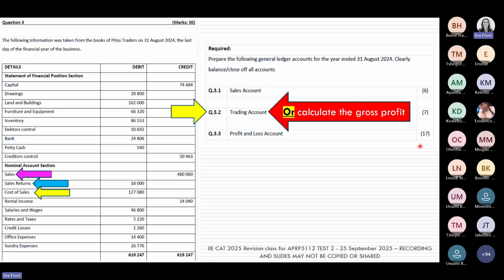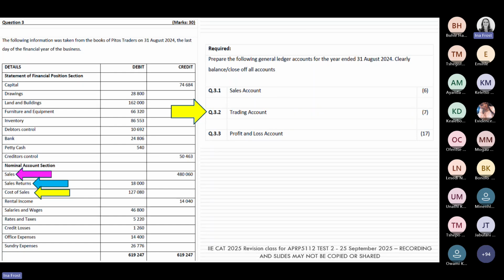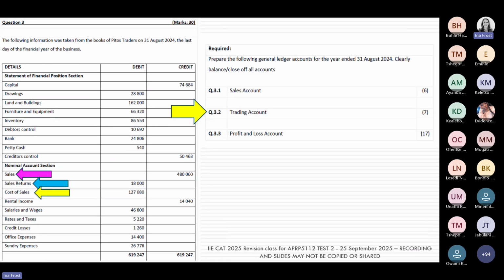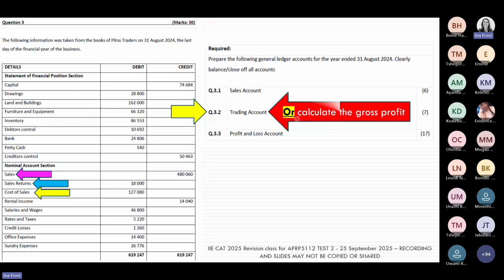So sometimes in an assessment, we can either say to you, prepare the trading account like we did in this assessment, or we can rather say calculate the gross profit. You need the same figures for it, but in one, we want you to prepare your general ledger account. Or in the other way, we're just asking it as a calculation, and we say calculate gross profit.